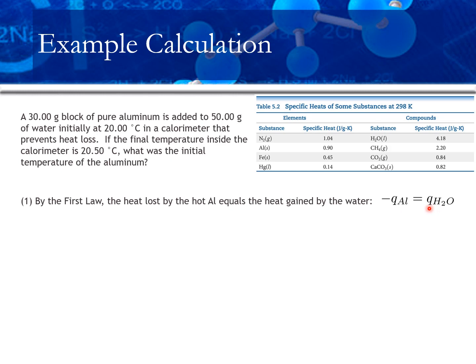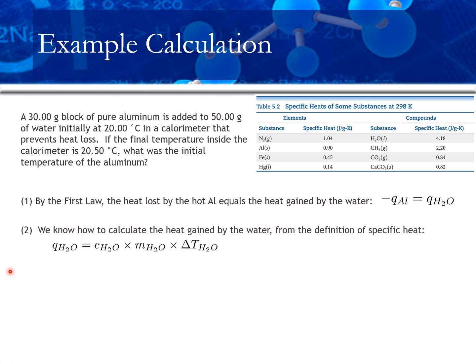Once you have that first equation, now it suddenly becomes a little bit easier to set up this problem because these Q's, these heats, are related to specific heats through the definition that we just looked at. So we can calculate the heat gained by the water just by applying the definition of specific heat. We know from the definition that the heat is equal to the specific heat of water times the mass of water times the temperature change of the water.